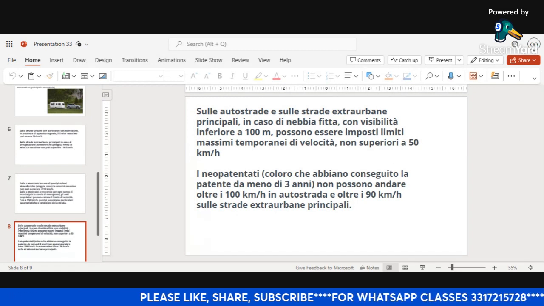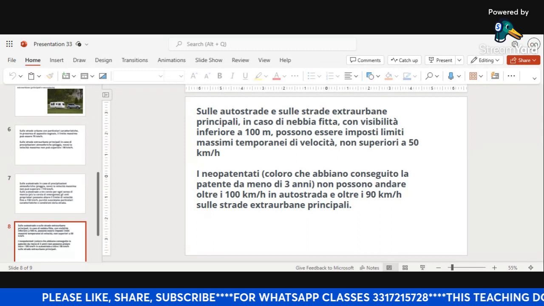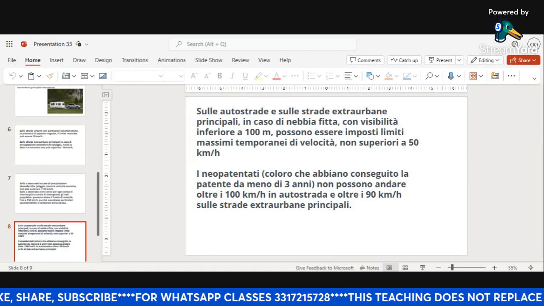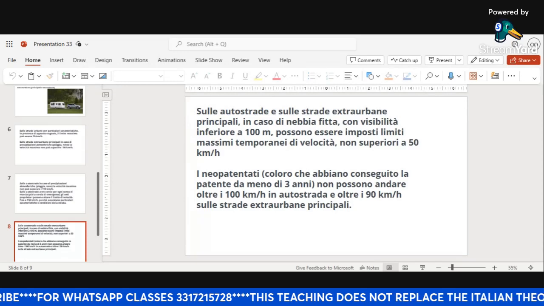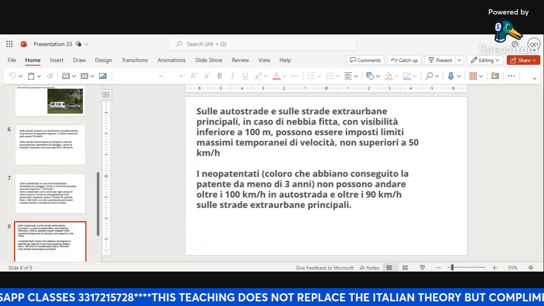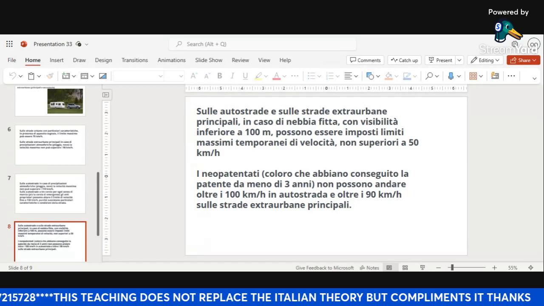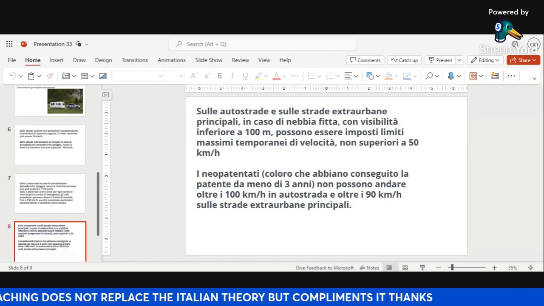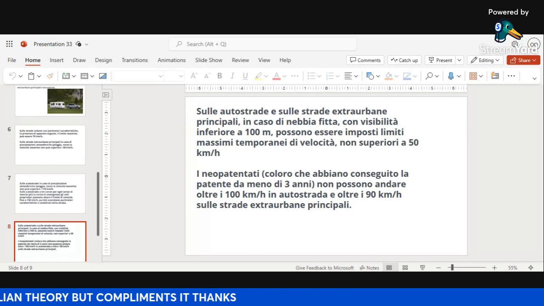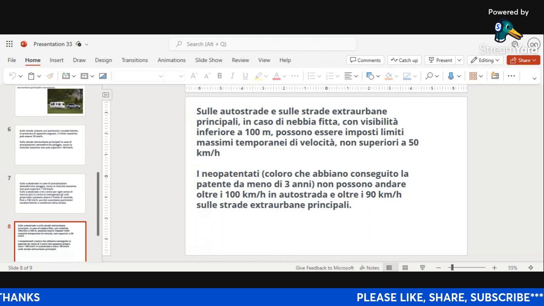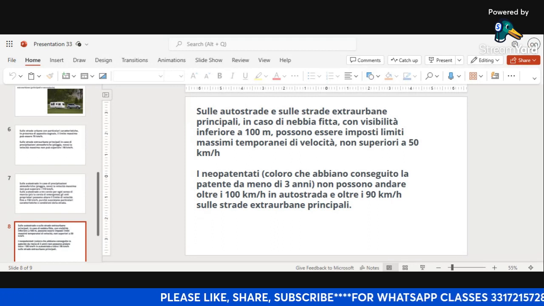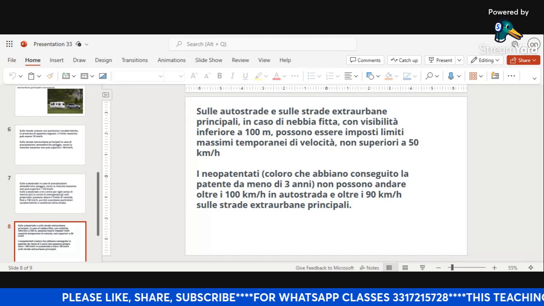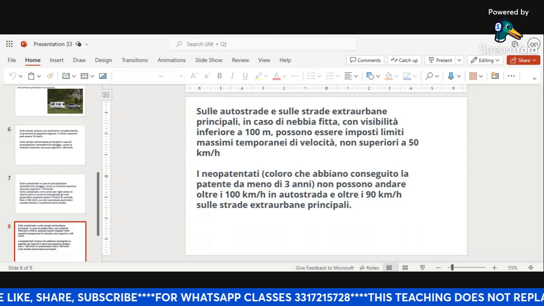Okay, your safety first. So not because in an extraurbana principale it is 110, and I'm seeing a thick nebbia fitta, of course thick dew, I'm supposed to go 110. I don't know if the person behind me is telling you to hurry up with his actions or whatever. It's not your business, your safety first. Reduce your speed immediately. If you know you're not seeing 100 meters away from you, reduce your speed to 50 kilometers per hour.